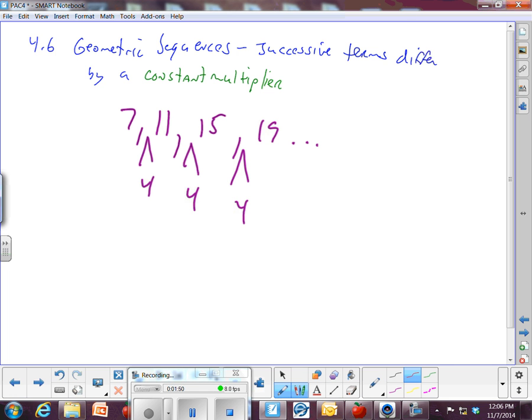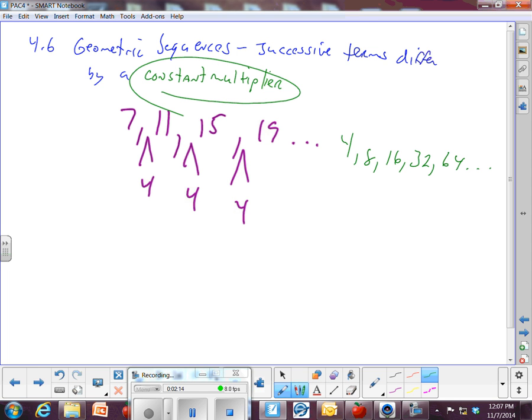What about a geometric sequence? Again, don't write this yet. I'll give you an example for your notes in a minute. But if I had 4 and then 8 and then 16 and then 32 and then 64, this is a geometric sequence. And what we want to look at on this one is, what's the constant multiplier? In other words, what would you multiply 4 by to get to 8? 2, right? So this is a times 2.